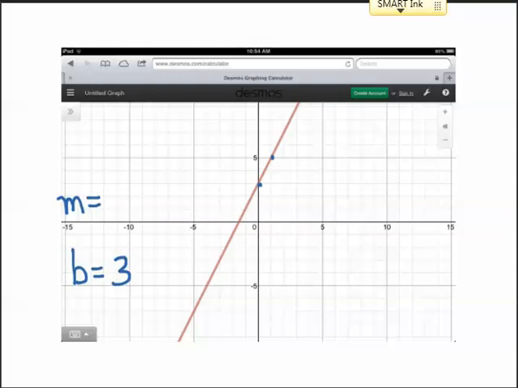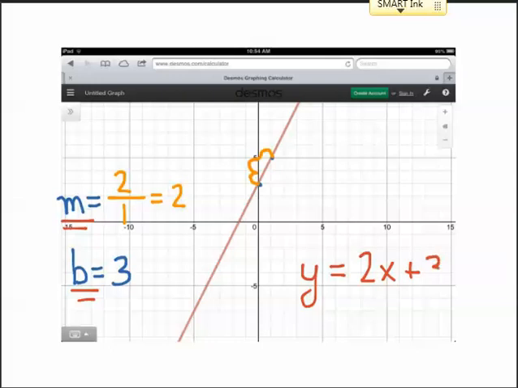And what I'm going to do is count. I'm going to do rise over run. Again, think back to the previous unit. I'm going to have to go up 2 units, 1, 2, and then over 1 unit. So my rise was 2, my run was 1. So my slope is 2. Now I know my m, I know my b, therefore my slope-intercept form is y equals 2x plus 3.